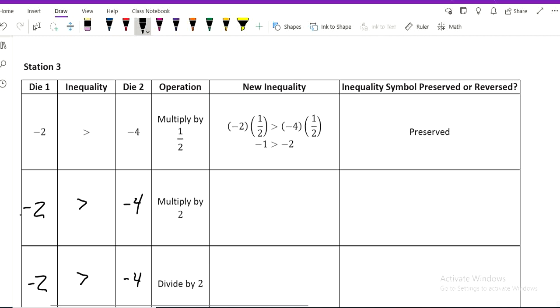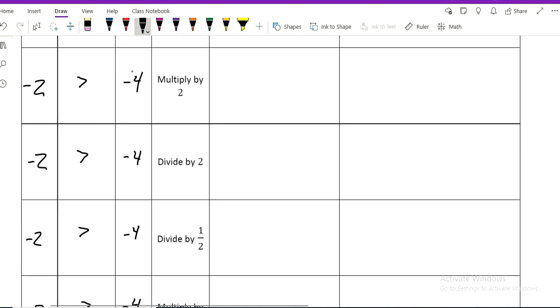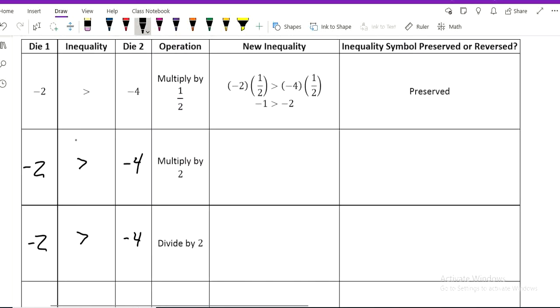So same deal here, guys. I actually used the same numbers on both sides, so -2 all the way down this column, -4 all the way down this column. That means the inequality sign is always going to face toward that -2 because -2 is greater than -4. All right, let's do each operation that they are telling us.